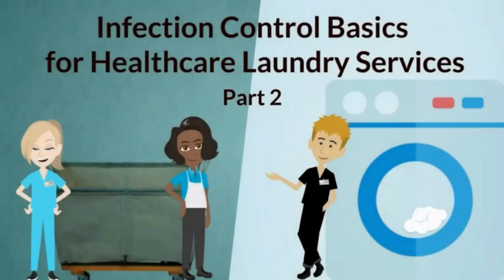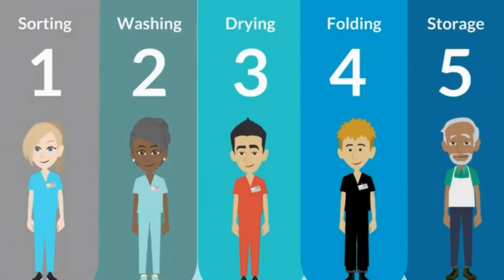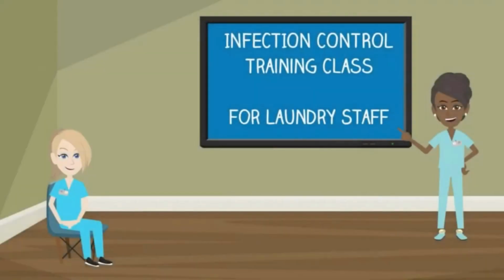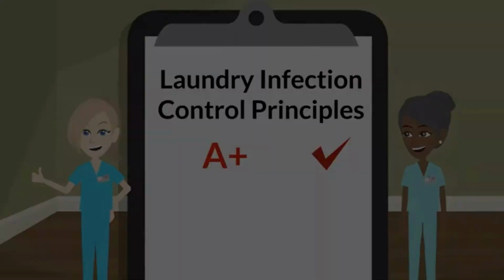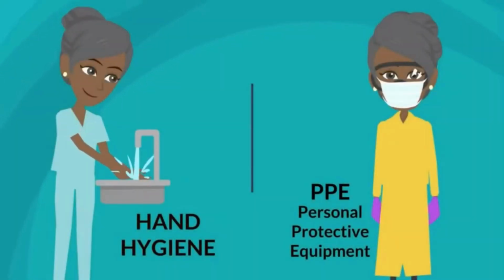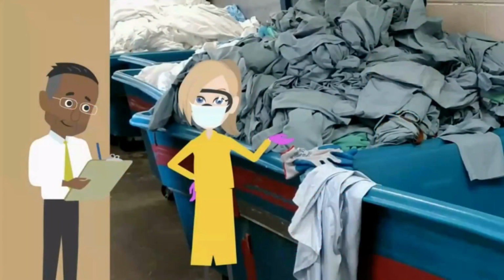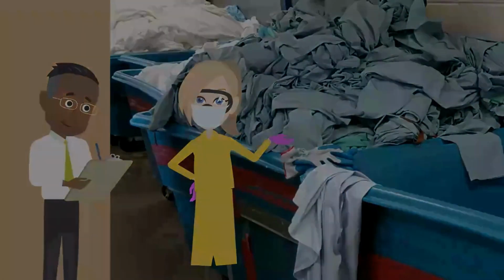Welcome to Part 2 of Infection Control Basics for Healthcare Laundry Services. Here, we will go over the 5 essential steps to properly launder your healthcare items. Laundry personnel working in the sorting and washing area of the department should be appropriately trained in healthcare infection control basics and be able to demonstrate competencies on infection control principles safely to their supervisors. Standard precautions should be followed, including proper hand hygiene and use of PPE. Laundry staff should be frequently supervised to ensure compliance with standard precaution requirements.